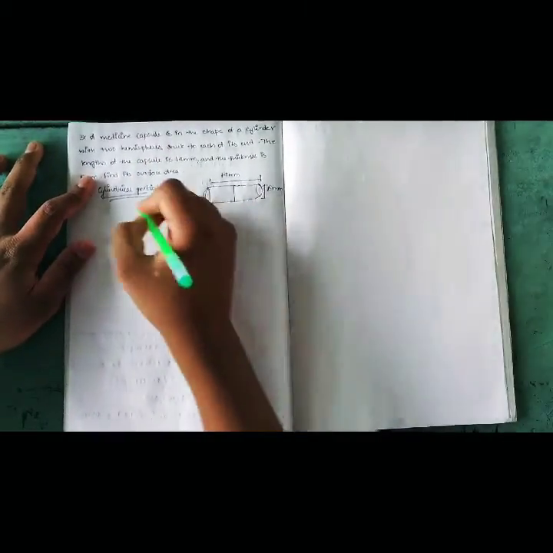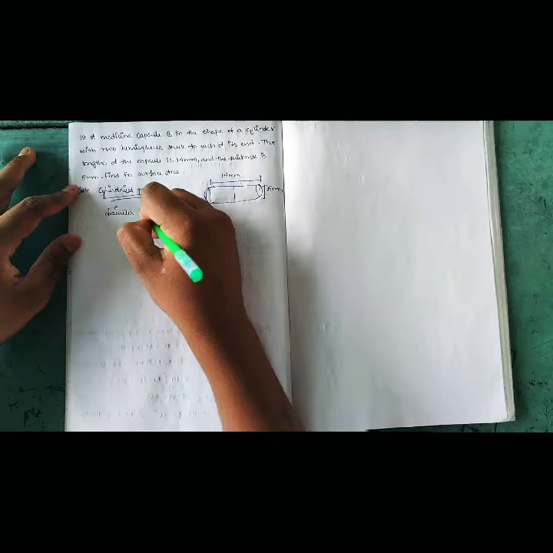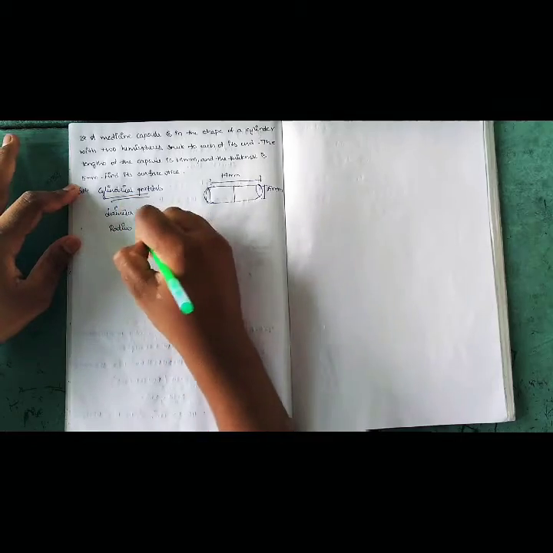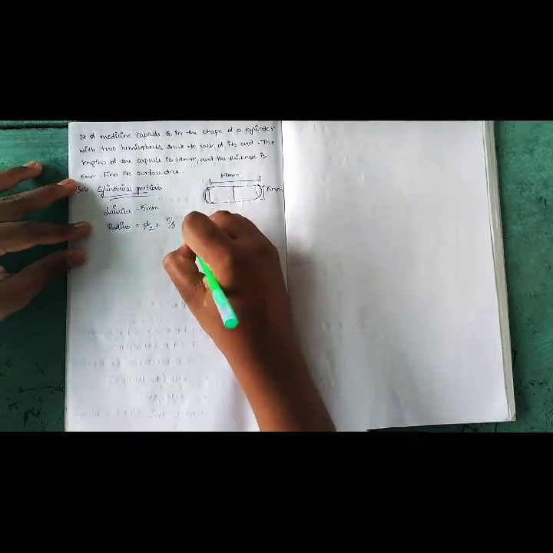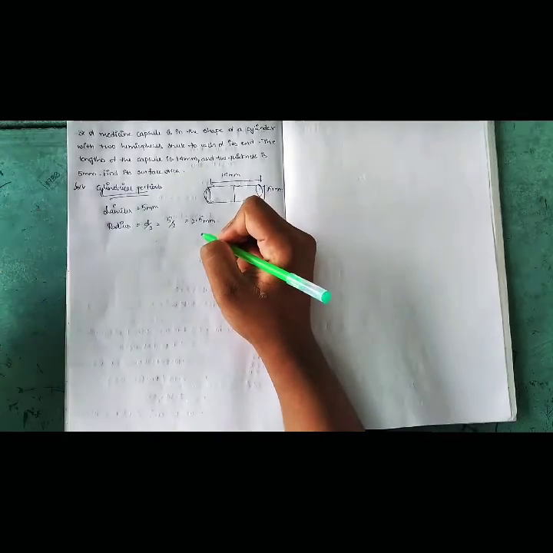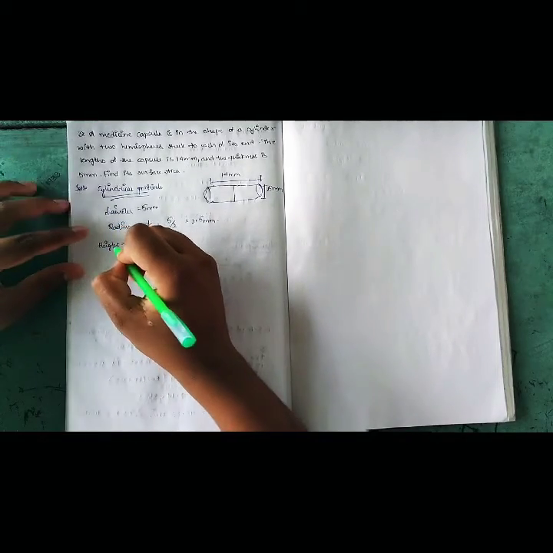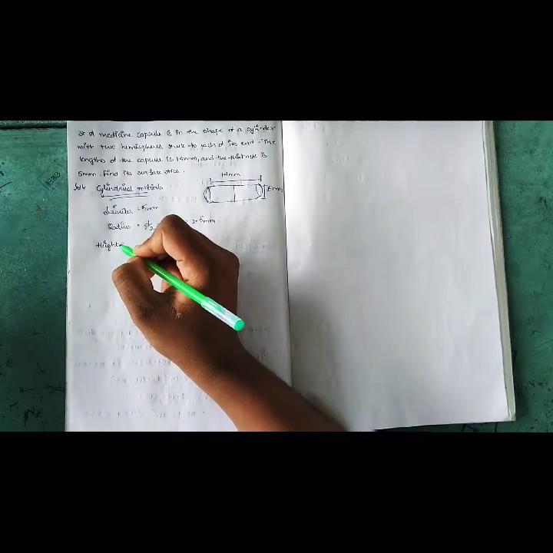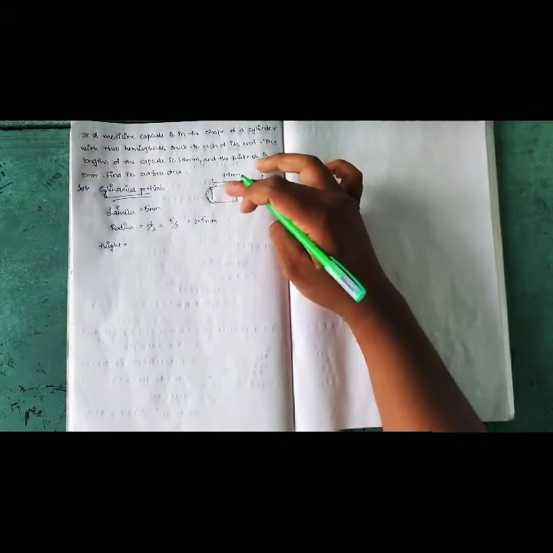They have given thickness, so the diameter is 5 mm, and radius is equal to d by 2, that is diameter by 2, so 5 by 2, or half of it, 2.5 millimeter. Here the height they have given is 14 millimeter, so 14 millimeter minus 2 into 2.5 millimeter.